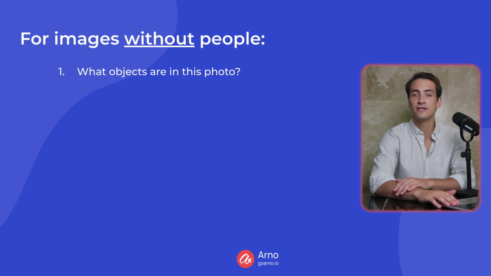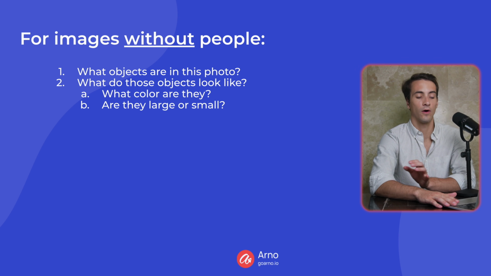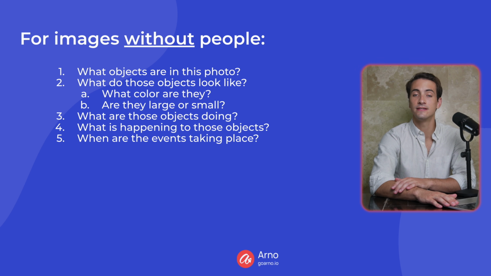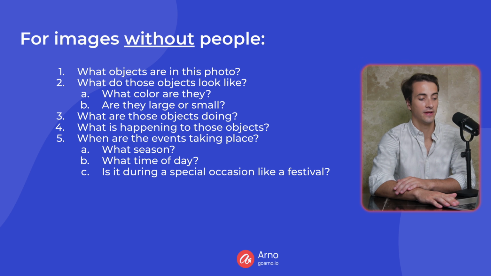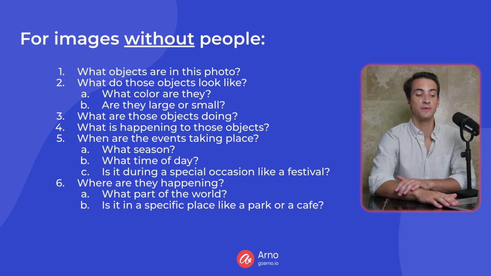1. What objects are in this photo? What do those objects look like? What color are they? Are they large or small? What are those objects doing? What is happening to those objects? When are the events taking place? What season? What time of day? Is it during a special occasion like a festival? Where are they happening? What part of the world? Is it in a specific place like a park or a cafe?